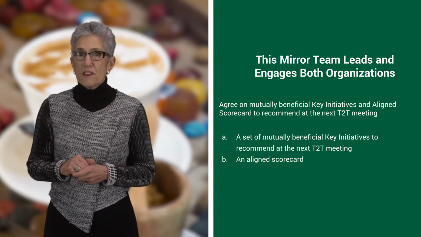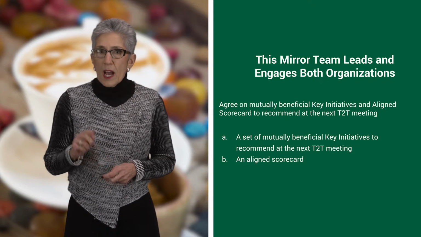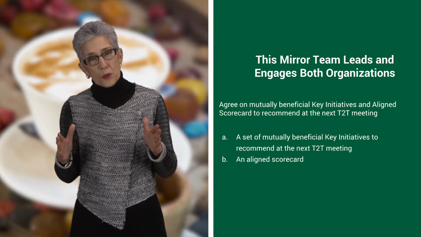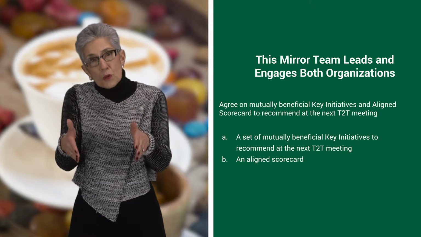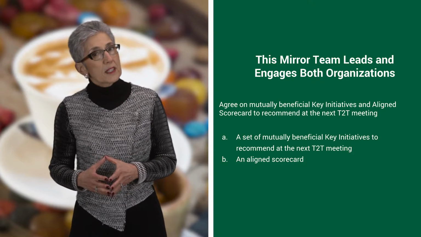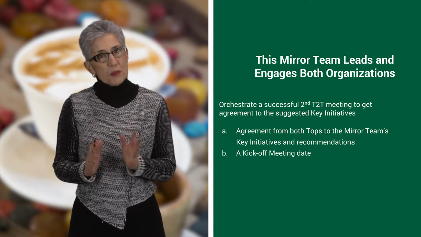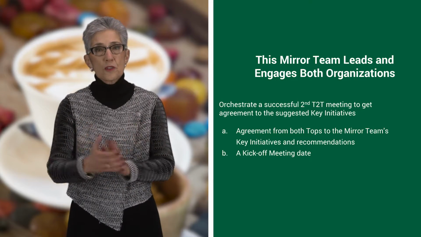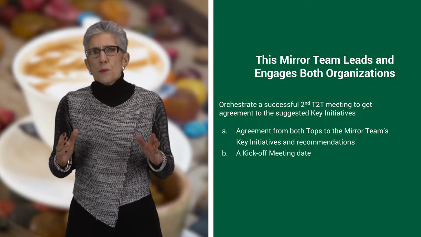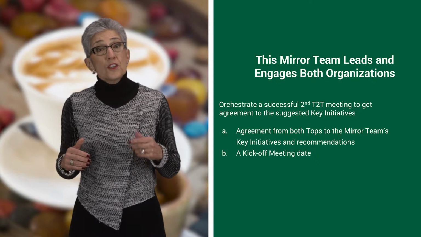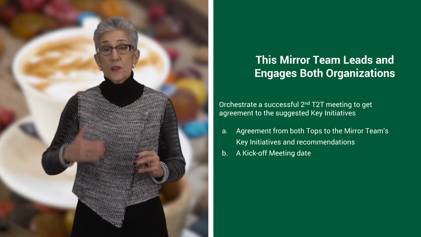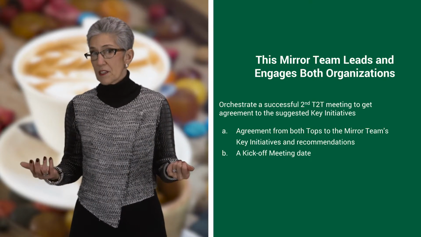There was another initiative that came from that Mirror team. It was when both HR organizations collaborated on a training program for in-store grocery personnel, and they leveraged P&G's global training capabilities. The next element for the Mirror team is to prepare and orchestrate a successful second top-to-top. If you prepared your initiative and your scorecard, you'll need to think about how to position and present these to both senior leaders so that you get their agreement to proceed.